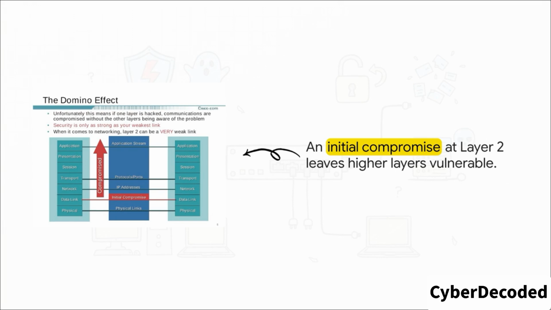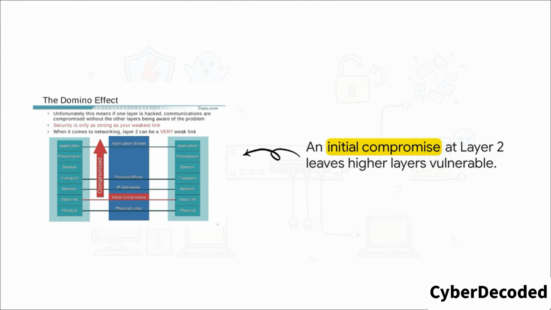You see, the OSI model was designed so that different layers can operate completely independently, without knowing what the other layers are up to, which is fantastic for engineering, but honestly, it's a nightmare for security. Notice the initial compromise happening at the data link layer here. Every single layer above it is completely clueless. Your transport layer, your session layer, your pristine application layer, they all collapse blindly like dominoes.